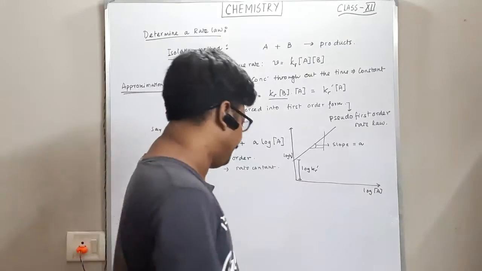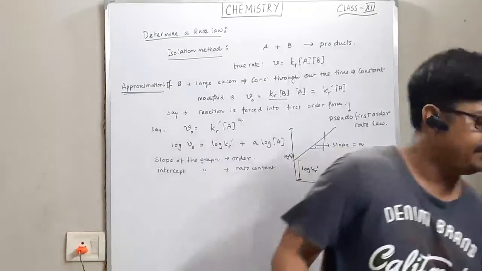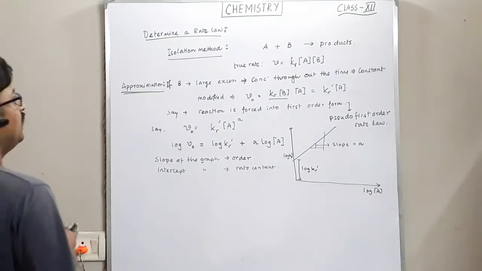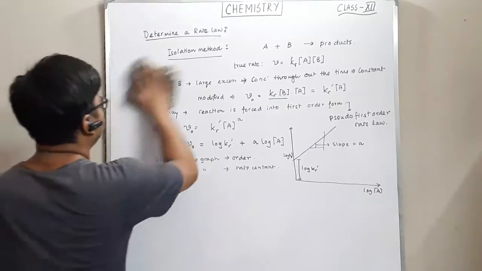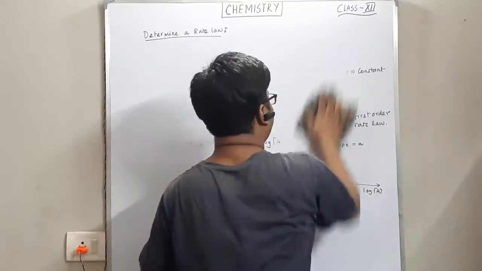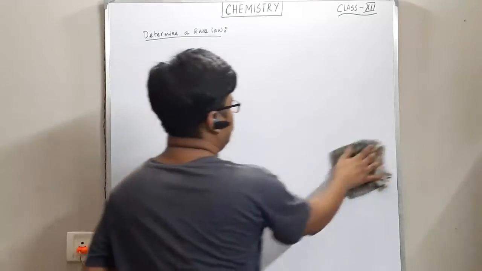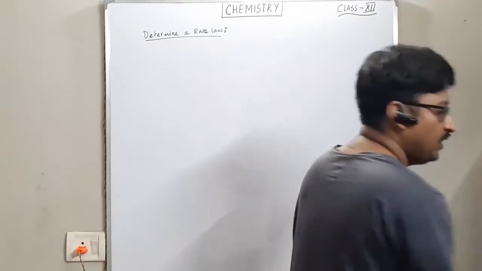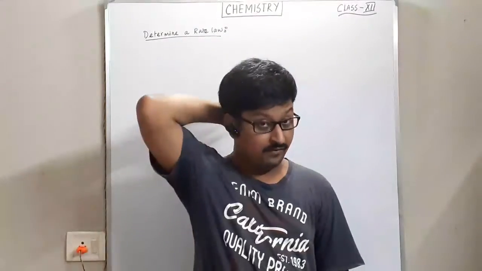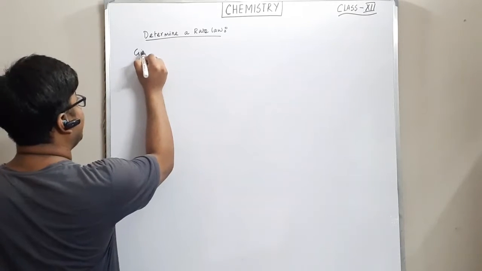Let's look at one example of this method. This is a very simple method. So what we know here is that we need the data. What data do we need? We need the data of the concentration, and we need the data of the rate. Let's say a given experimental data.